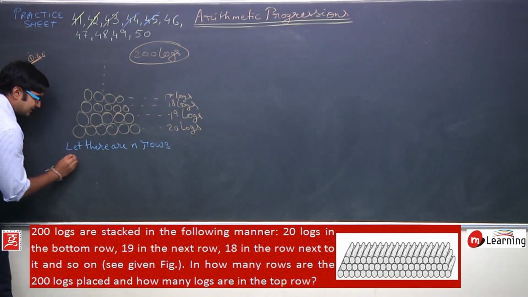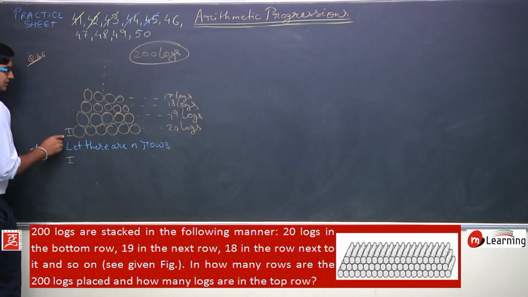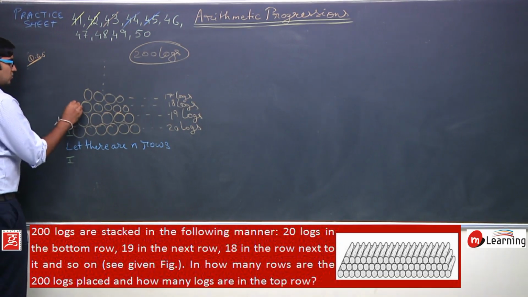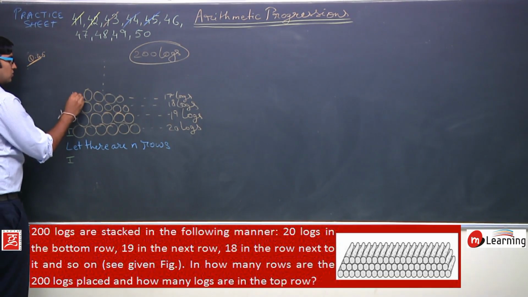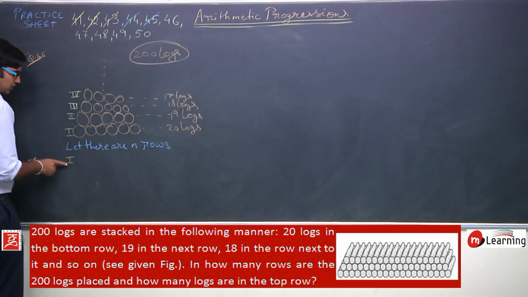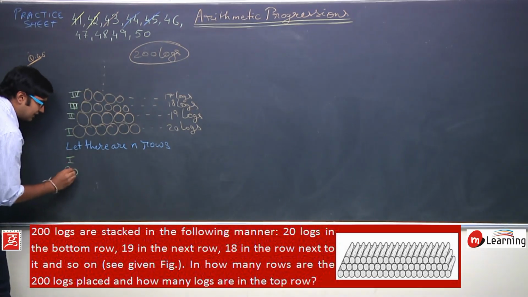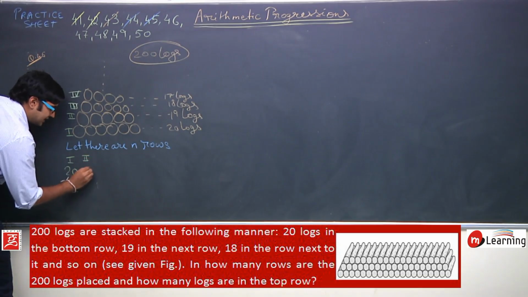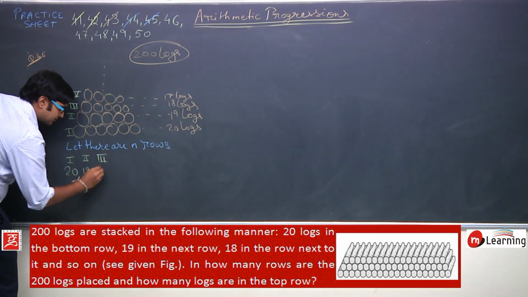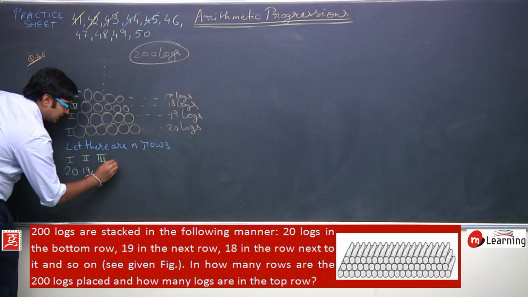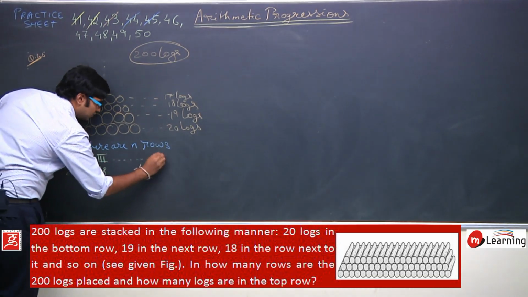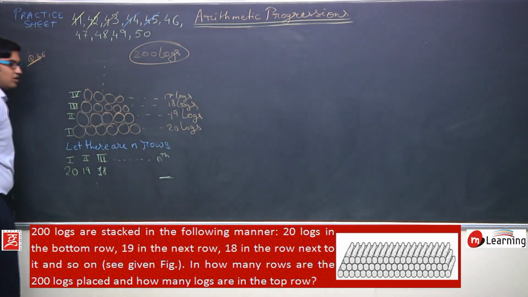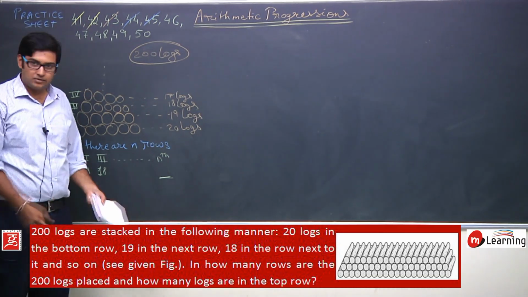Bottommost row is, let us say, the first row. Let us say I call this as first row, this is second row, this is third row, this is fourth row, and so on. So the first row has 20 logs, second row has 19 logs, third row has 18 logs, and so on till nth row. I do not know how many logs the nth row contains.